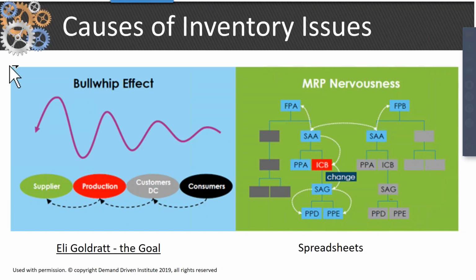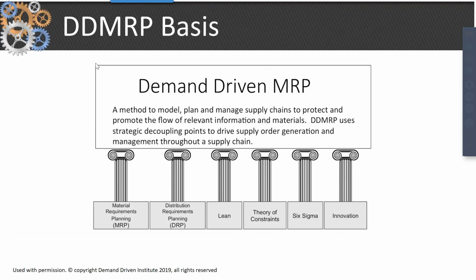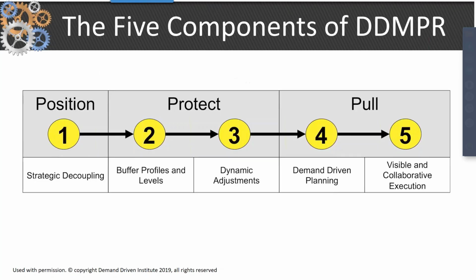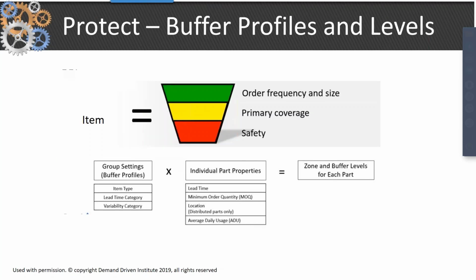Typically spreadsheets are used to compensate for this, but DDMRP is a concept that uses MRP, DRP, Lean, Theory of Constraints, Six Sigma, and has these 5 components that allow you to define what are called strategic decoupling positions. You then define buffer profiles and levels, and those are dynamically adjusted through the processing of the DDMRP. And then you drive the manufacturing organization and purchasing through these demand-driven planning processes. And this is done through these buffer and level definitions.